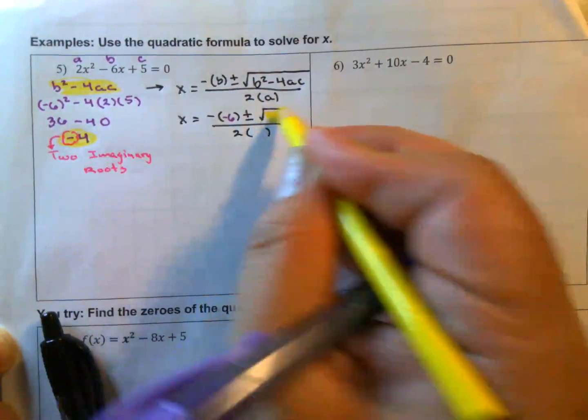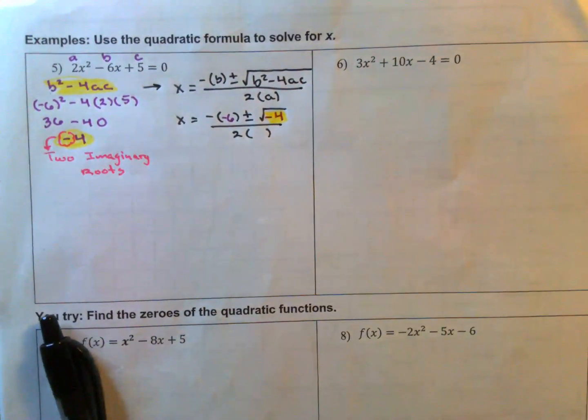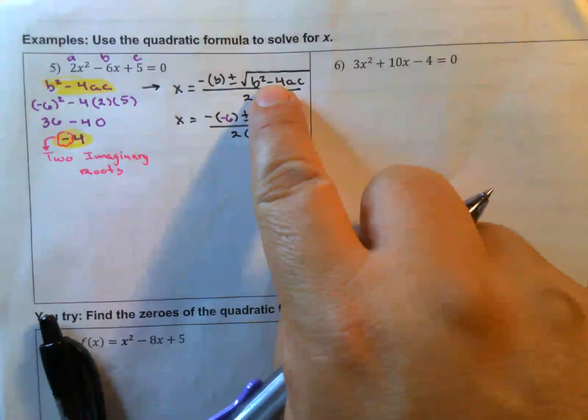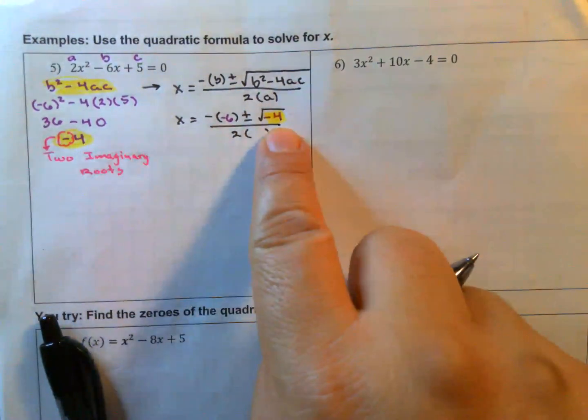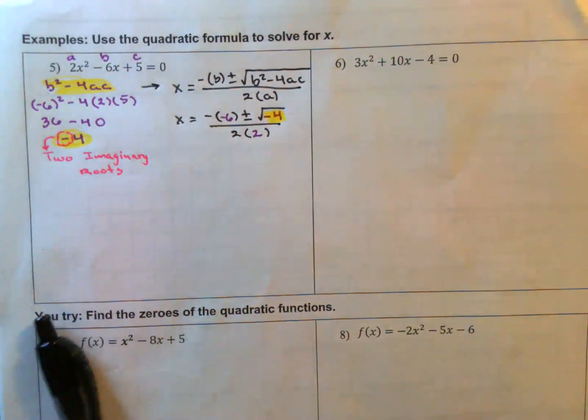So inside, all I have to do is write the negative 4 again. By working out the discriminant in advance, we avoided all this extra work in here. We've already done the work for ourselves. And then the a value was just a 2. So here's our 2.